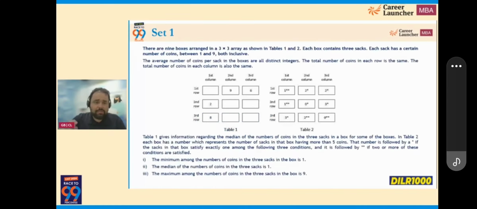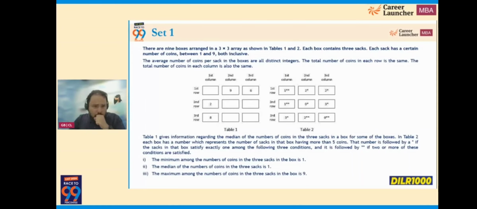Let's have a look at the first set. There are 9 boxes arranged in a 3 cross 3 array as shown in Table 1. Each box contains 3 sacks. Each sack has a certain number of coins between 1 and 9, both inclusive. Very important, because otherwise between 1 and 9 could mean 9 is excluded. So that is an important part.